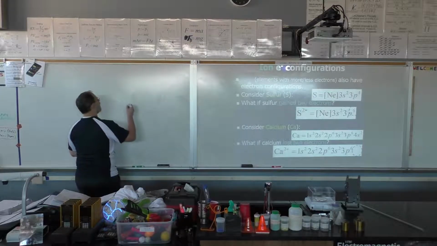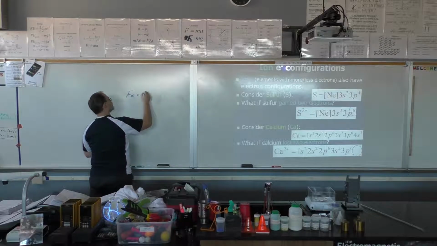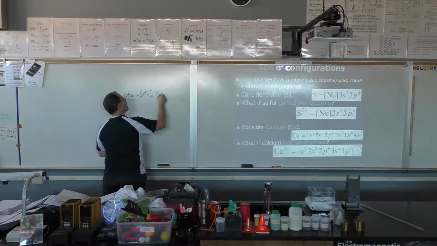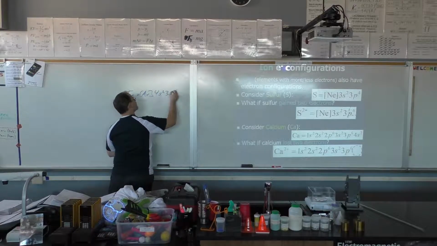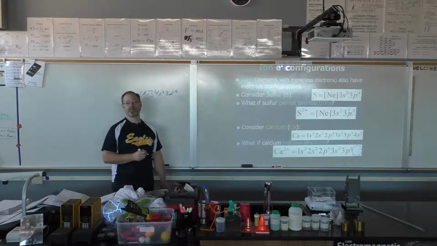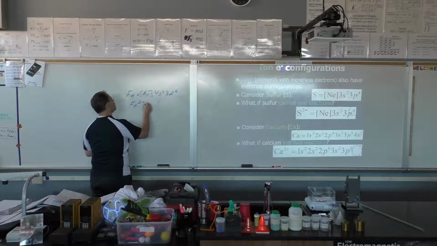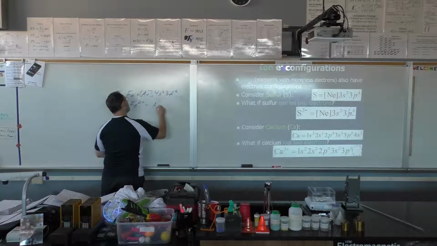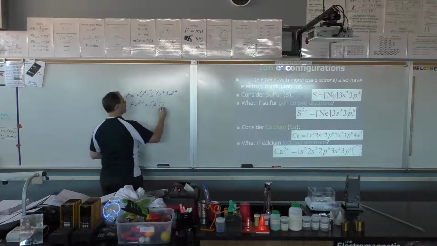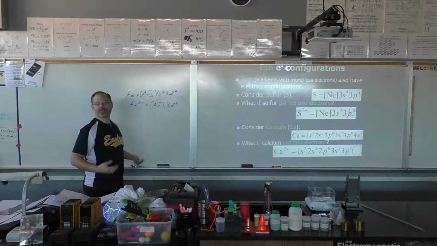For instance, iron. Iron is Fe. Iron has the configuration argon 4s2 3d6. That was on your quiz yesterday. Okay. That's iron's configuration. If you take away 2 electrons from iron to make iron 2+, it will have the configuration argon 3d6. Why not 4s2? Who can answer that?